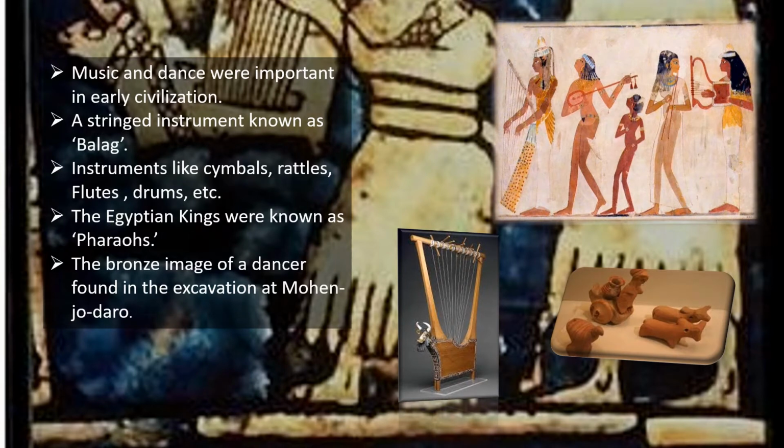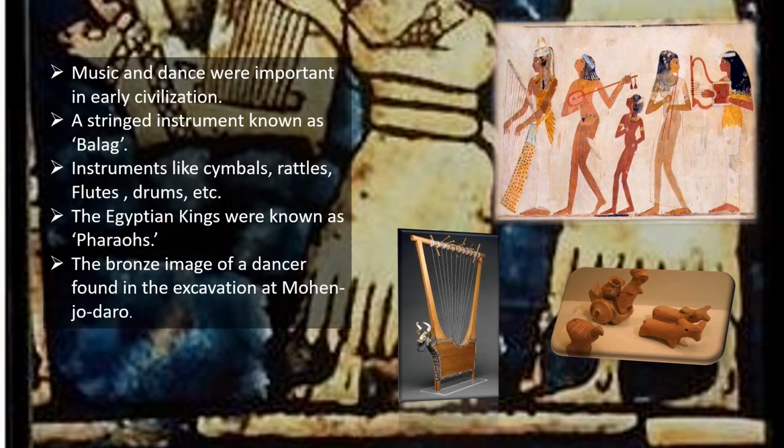Music and dance were also very important in early civilization. They were an integral part of celebrating a festival. You can see the image. Ancient people used many types of musical instruments. In Mesopotamia, a string instrument known as the balag was very popular. You can see the image of this instrument on the slide.